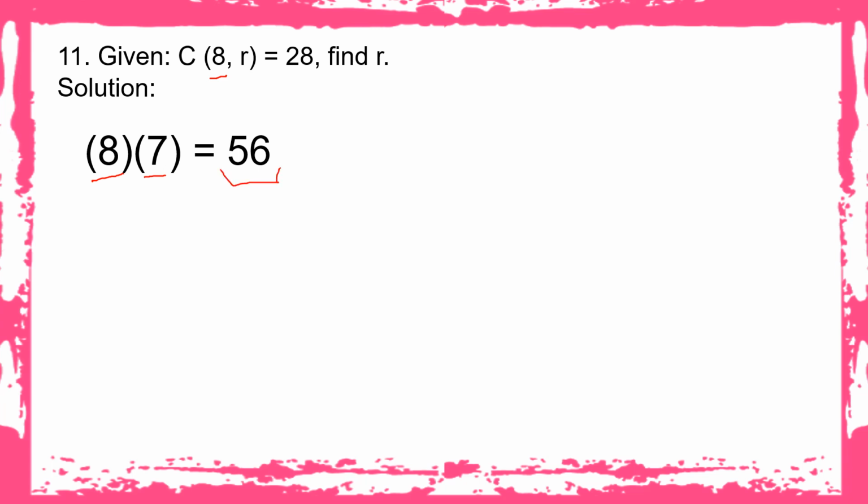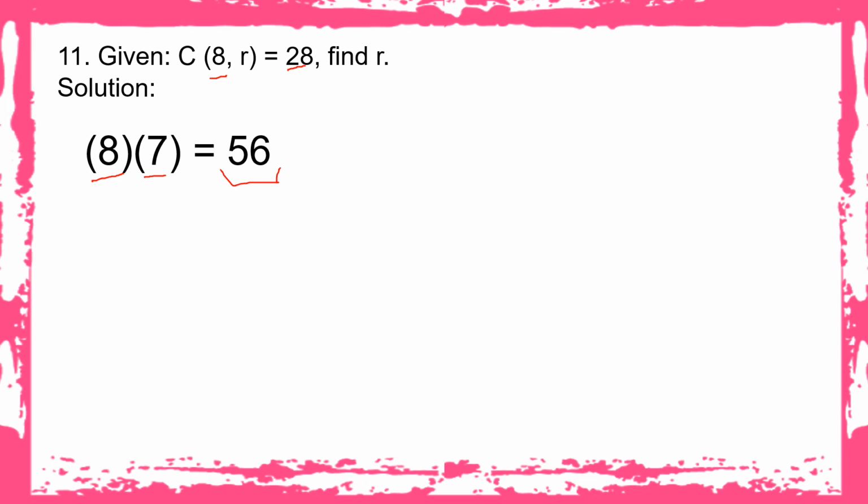And then, it is our first try that 8 times 7 is equal to 56, which is greater than the answer in the combination, which is 28. So the next thing that you will do is to divide 56 over 28.